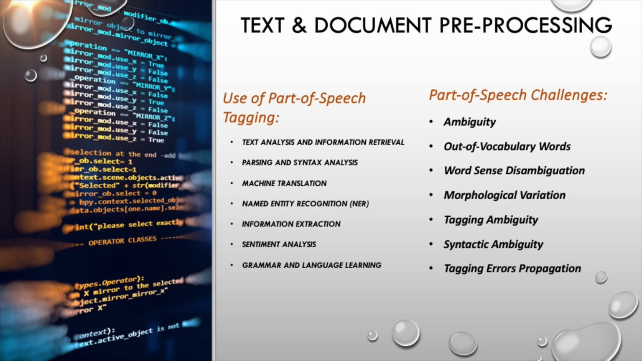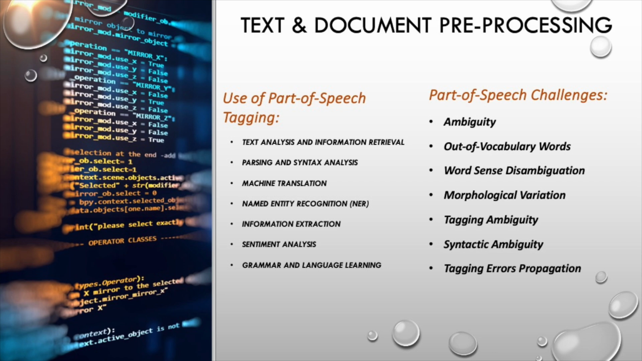Word sense disambiguation. Many words in natural language have multiple senses or meanings. POS tagging alone may not be sufficient to disambiguate the correct sense of a word. Additional techniques, such as word sense disambiguation algorithms or context analysis, may be required to accurately assign the correct POS tag.